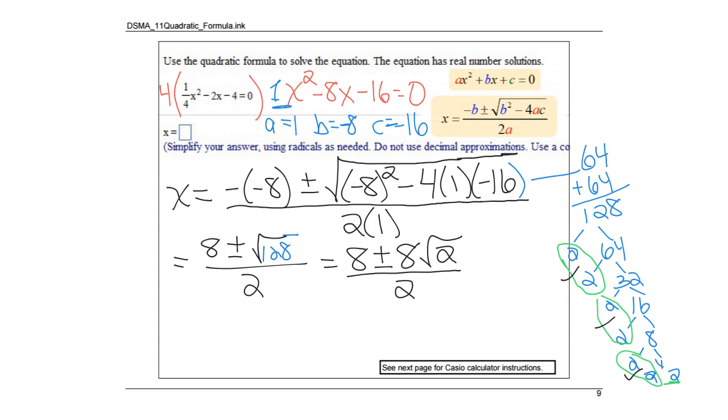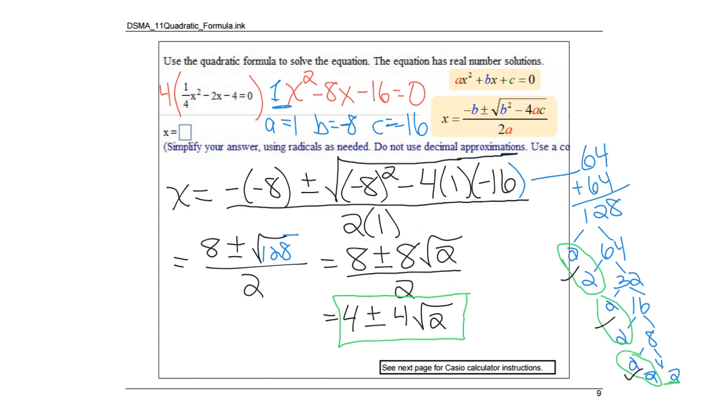But we can take 8 over 2, right? 8 over 2 is 4, and then plus or minus, and then we have 8 over 2 again, and then we're going to pull that square root of 2. So this is actually our answer right here. It's 4 plus or minus 4 times the square root of 2.